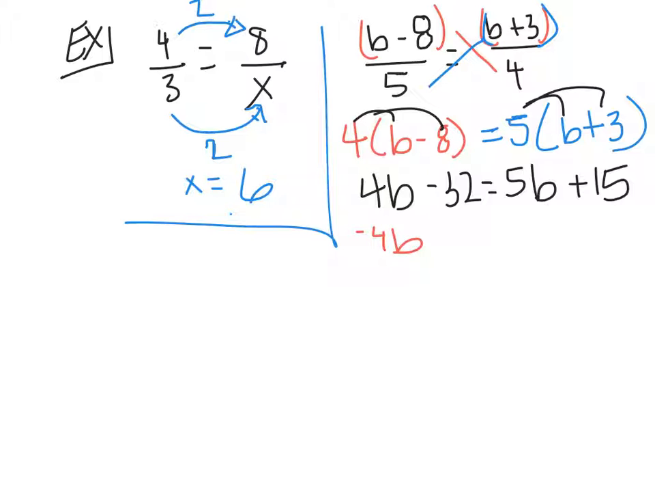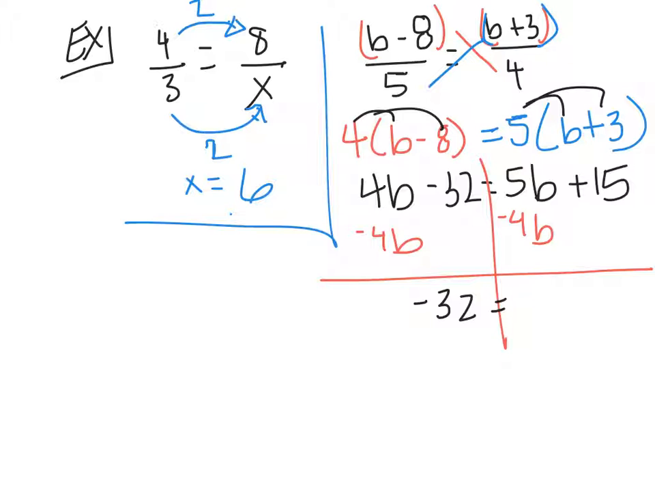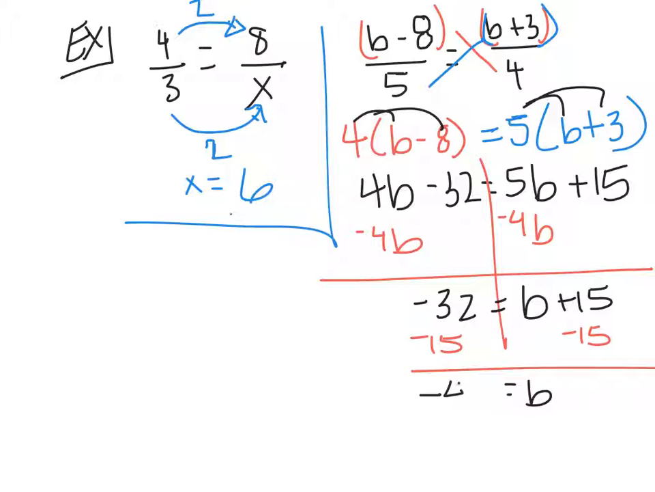I'm going to move the 4b to the right side of the equation to get my b's on the right. So I should end up with a negative 32. Make sure you don't lose that minus sign. Equals b plus 15. Subtract the 15 to cancel it out. And b is equal to negative 47.